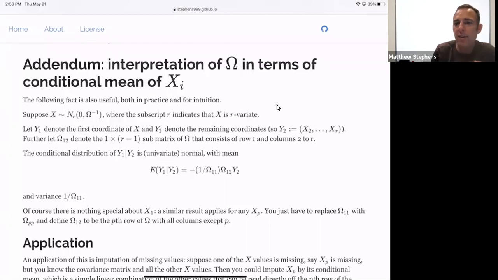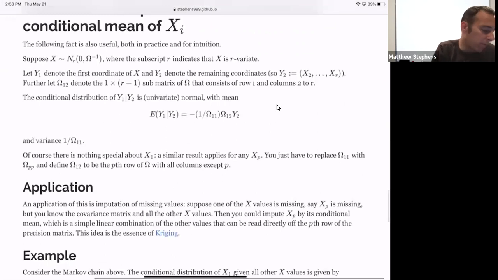Actually, in this case, there is a generalization. I guess in this case, y1 is just the first coordinate of x, and y2 is everything else. Sorry, so y1 is a one-dimensional part of the x. The way I drew it was general, but 1 over omega 1 is just a scalar in that case, right? Okay.